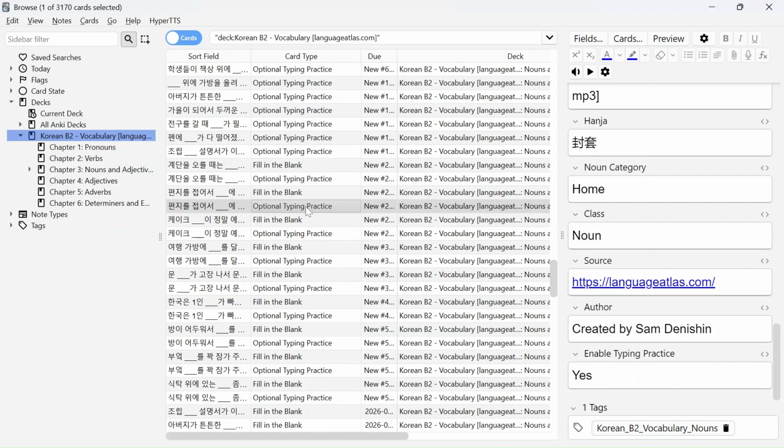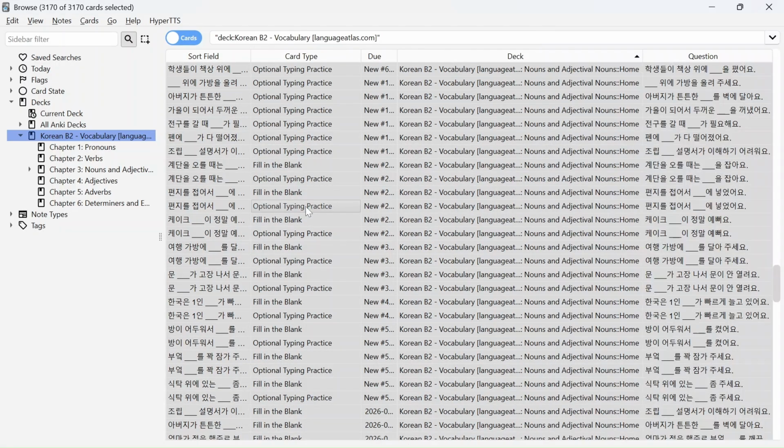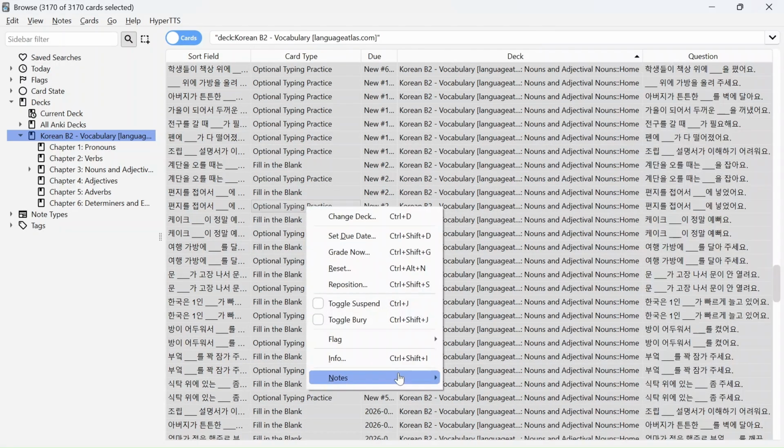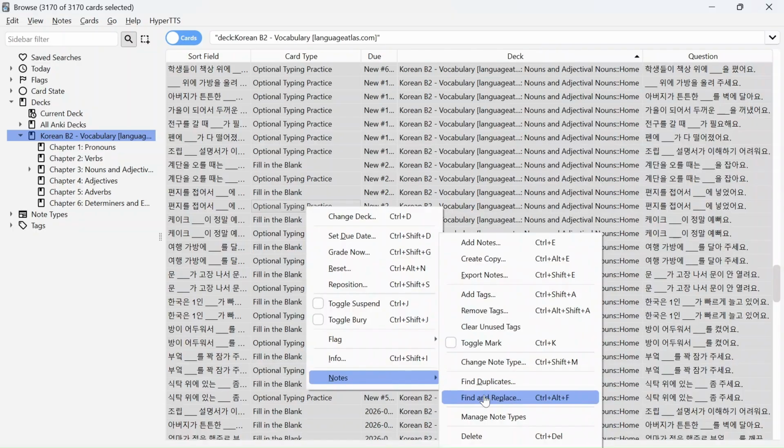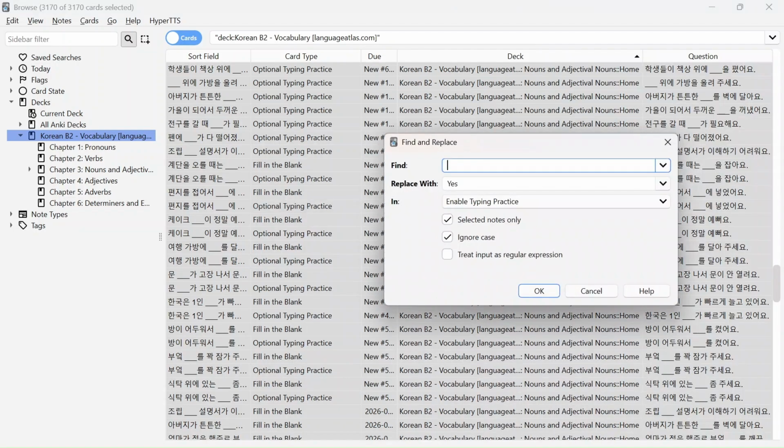Click on any card, it doesn't matter which one. Control A or Command A, right mouse click. We will go to Notes, we will go to Find and Replace. And we want to find the word yes.